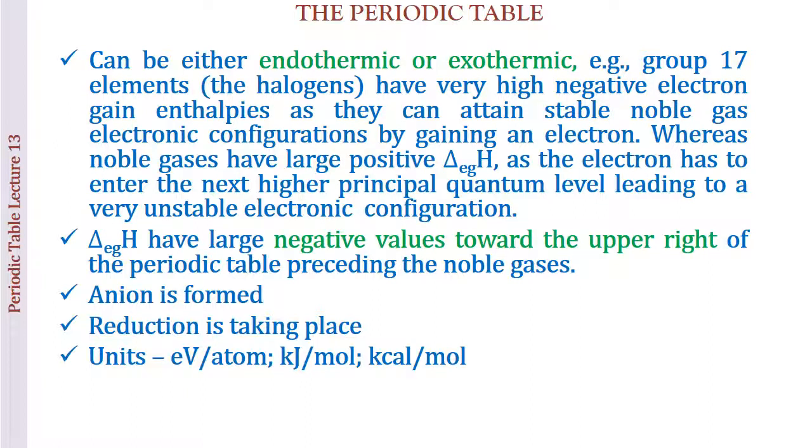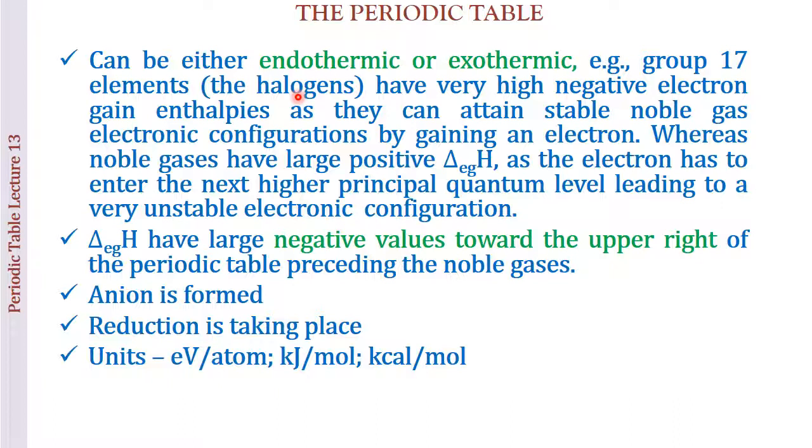Now in this process, you can understand that energy is released or absorbed during the addition of that one electron. So the process can be endothermic or exothermic, and for this we have an example of group 17 elements, that is halogens. If you remember the electronic configuration, the general is going to be ns2np5, that means they are one electron short of the nearest noble gas configuration.